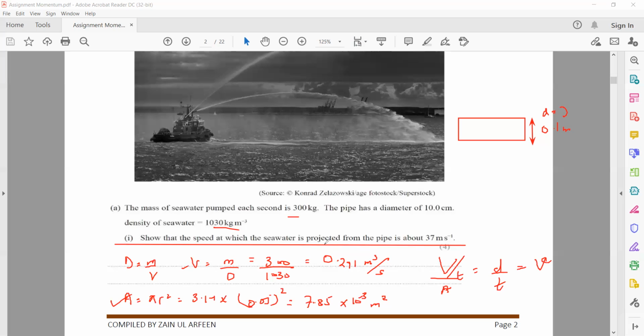So the volume flow we calculated is 0.291, divided by the area, which is 7.85 times 10 to the power minus 3. So this will give us 37.1 meters per second. Is it clear? That was the discussion of how we work out the volume flow, and using the volume flow, how we work out the speed at which this water is coming out.